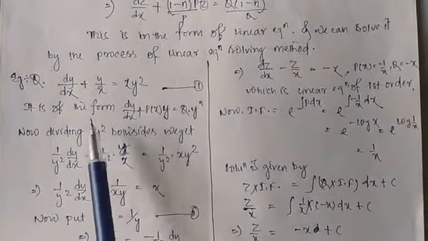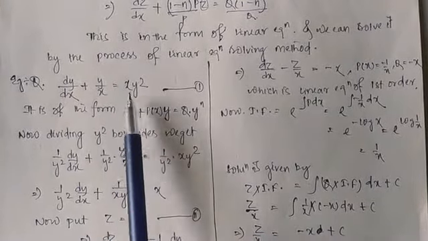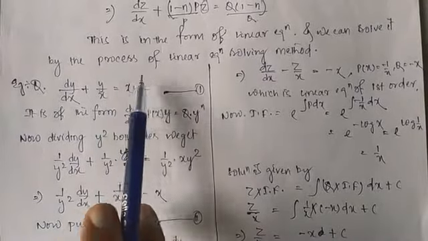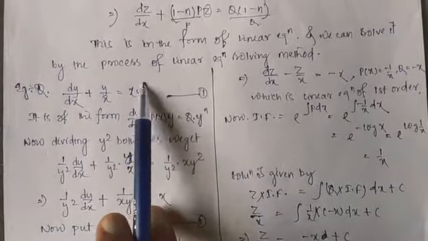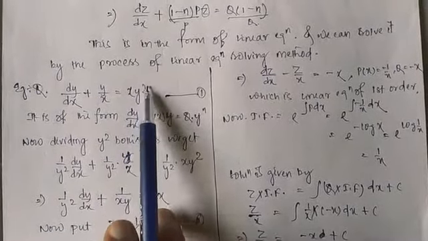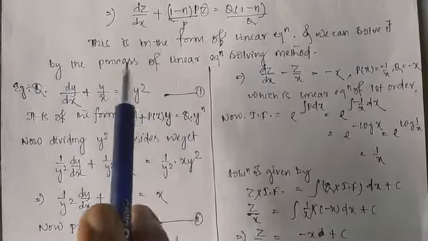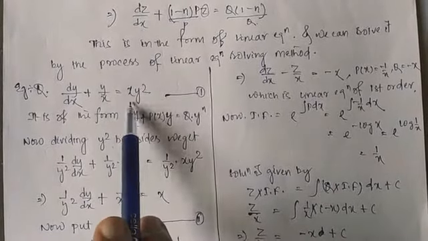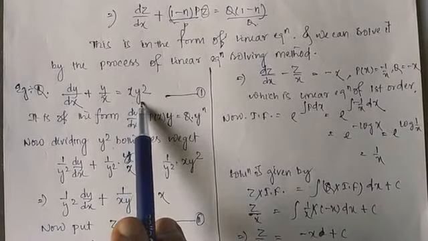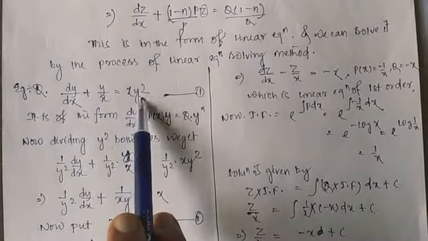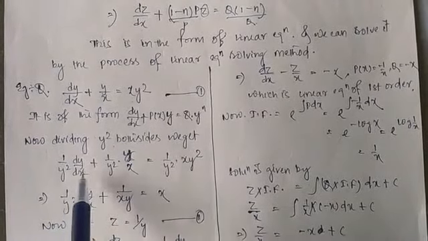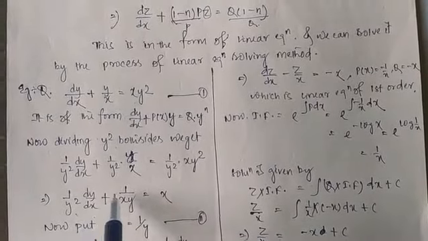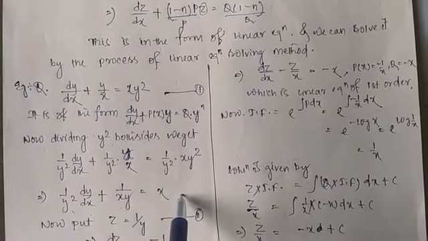First, dy by dx plus y by x equal to xy square. So here it is in the form of Bernoulli's equation of degree 2, because here we have the term y square. So in the power it has 2. So according to the first step, we will divide by y square. By dividing both sides, what we are getting? 1 by y square dy by dx plus 1 by xy, that is equal to x.